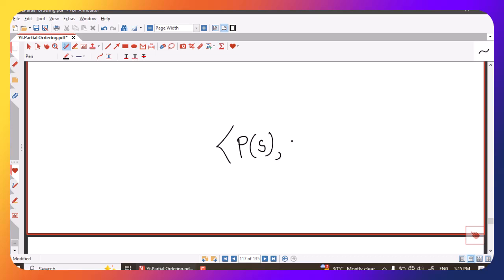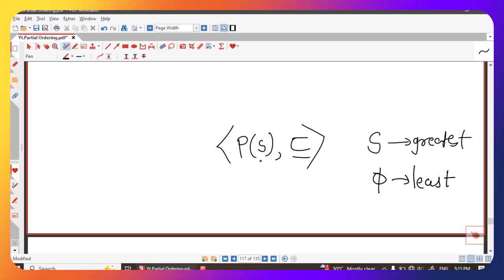We know that the power set of any set with the inclusion relation has a greatest element, which is S. S is the greatest element, and the empty set is the least element of the power set of S with the inclusion relation. Therefore, it is a bounded lattice.